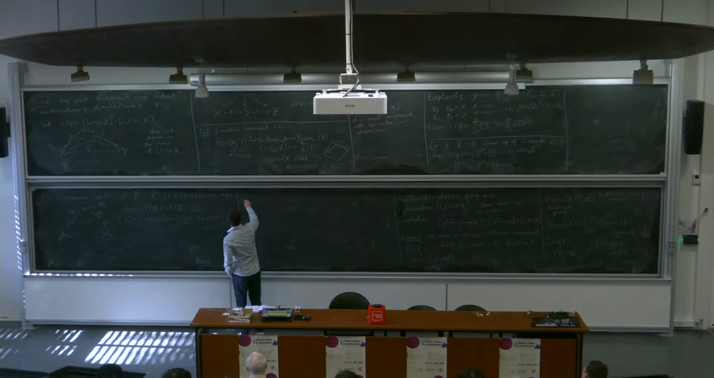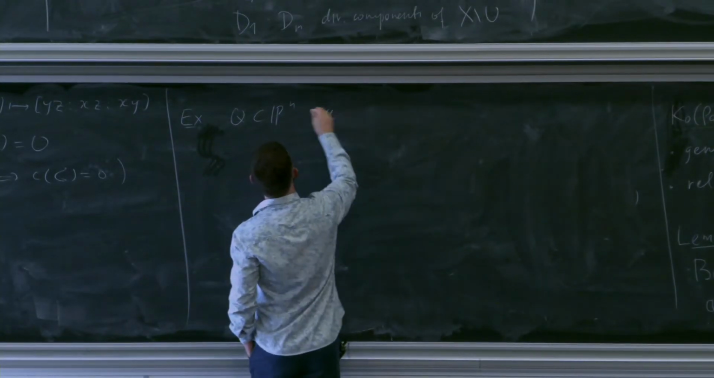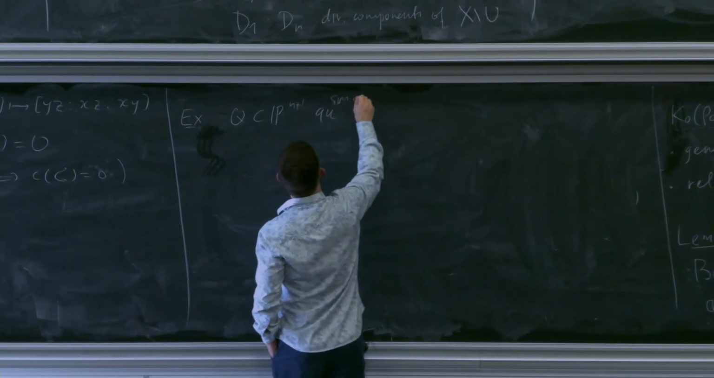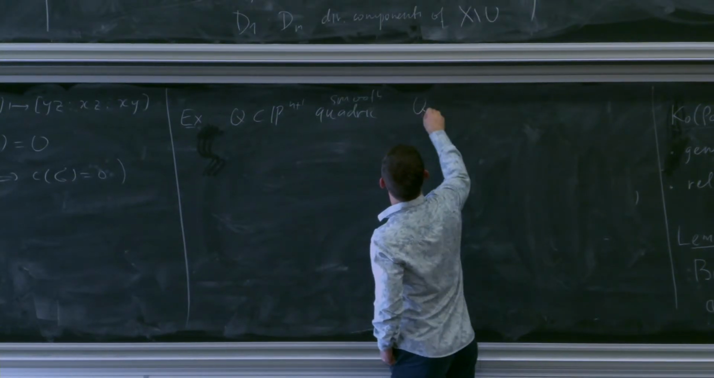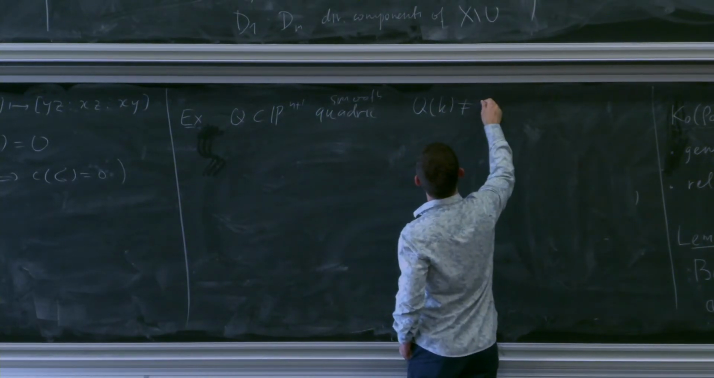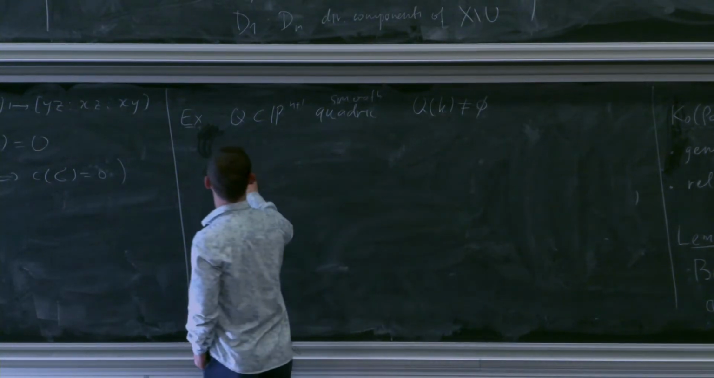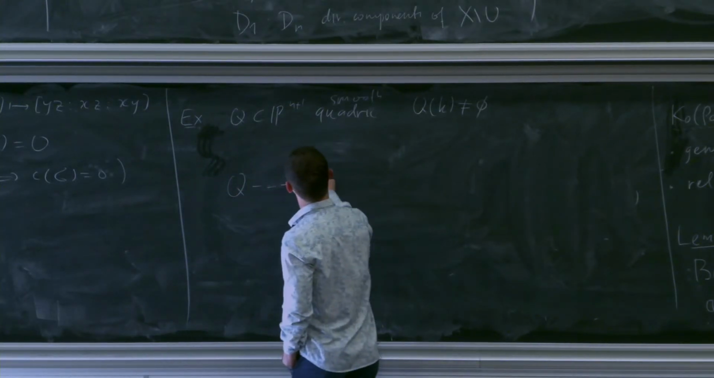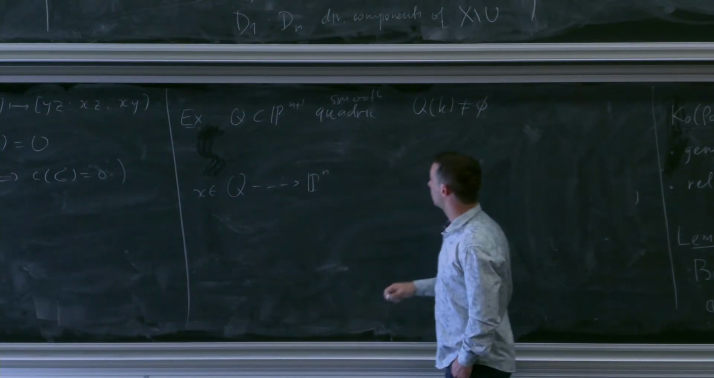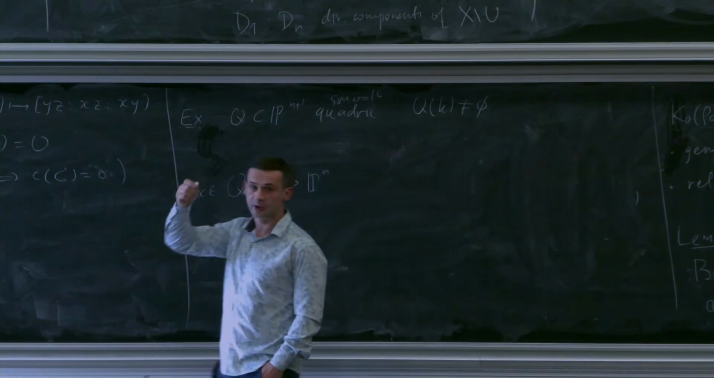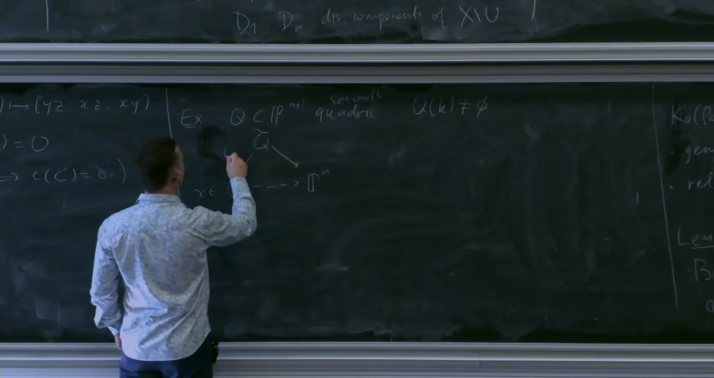Yeah, next example is you look at an n-dimensional quadric, a smooth quadric. And we assume that it has a rational point. So I'm looking at any field, so it's interesting. It has a rational point, and I project from that point. So I go from Q to Pn. This is projection from the point x. Projection from a point x is resolved by blowing up that point. Let's blow up the point x.